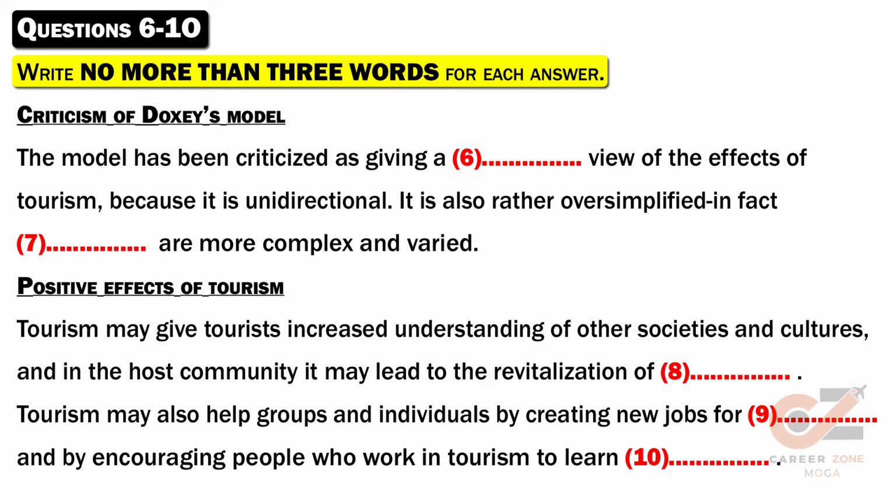For example, Doxy's model doesn't look at the effects on the tourists themselves. They may well benefit from increased understanding of the host society and culture. Then, traditional crafts in the host area may be revitalized because tourism provides new markets, such as the souvenir trade, for example. So, instead of these traditional skills being lost, local people are encouraged to develop them.